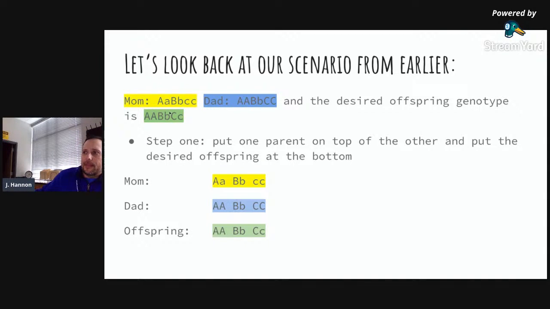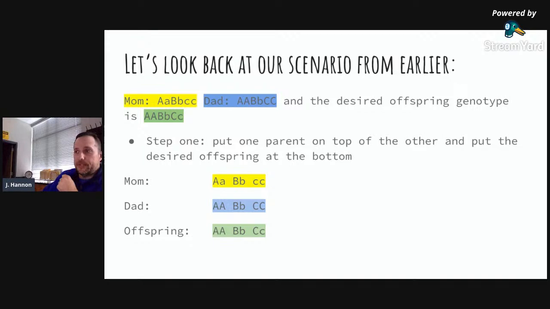Mom: heterozygous for A and for B, homozygous recessive for C. Dad: homozygous dominant for A, heterozygous for B, homozygous dominant for C. And we're looking for an offspring that is homozygous dominant for A, heterozygous for B, and also for C.